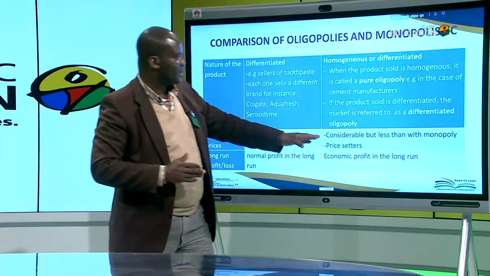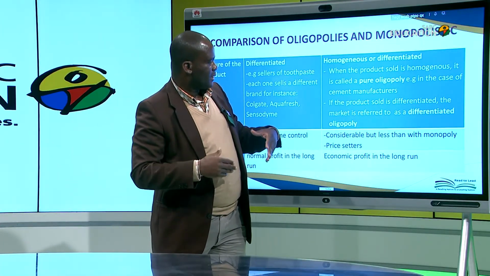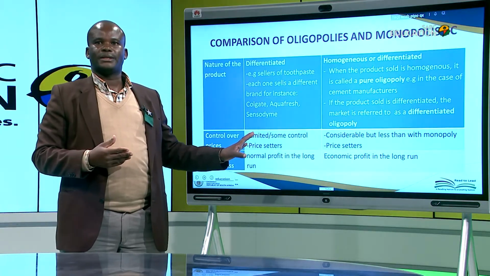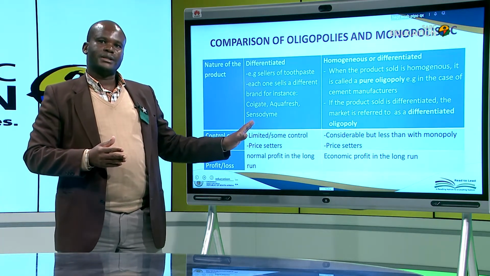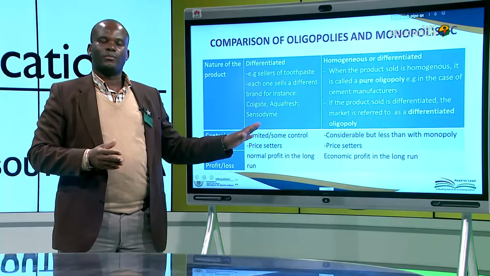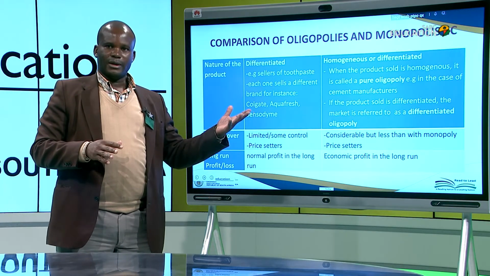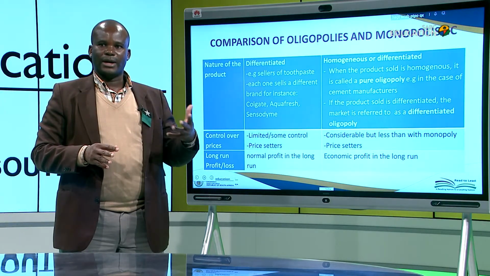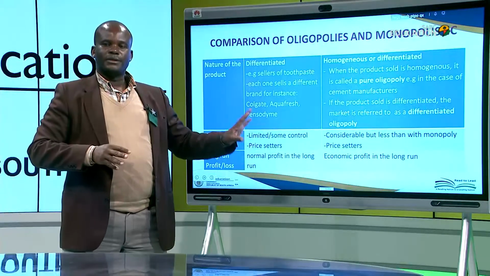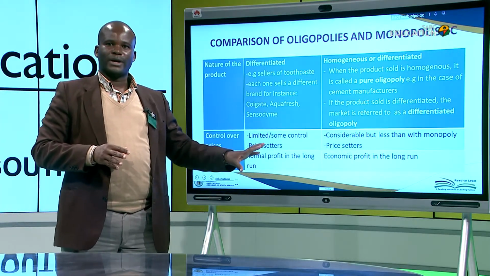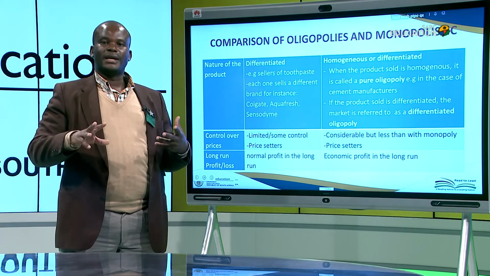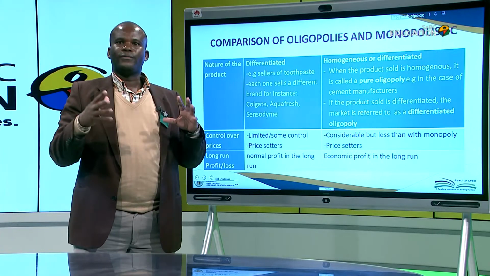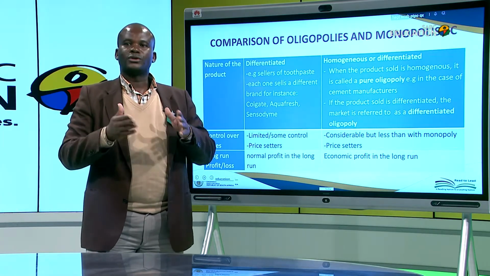The same applies with oligopoly markets. They have considerable control, but it is less than with the monopoly. They are also price setters. Why is it that they don't have as much control as a monopoly? Remember, monopoly is one, so that one is able to charge whatever price they want. In this case, as much as they can set their own prices, the fact that there are other players should be considered before an oligopolist sets its own price.